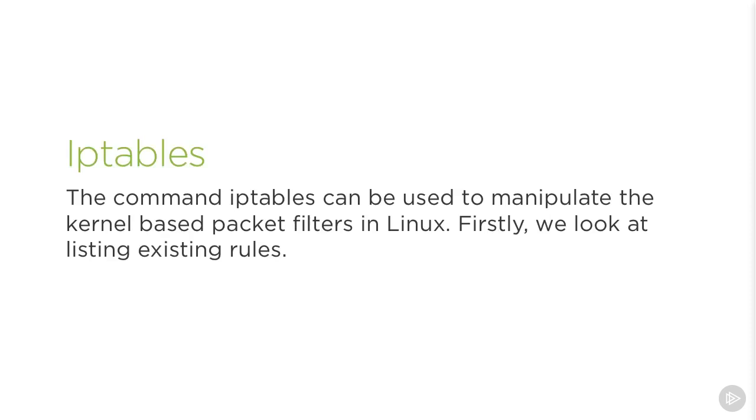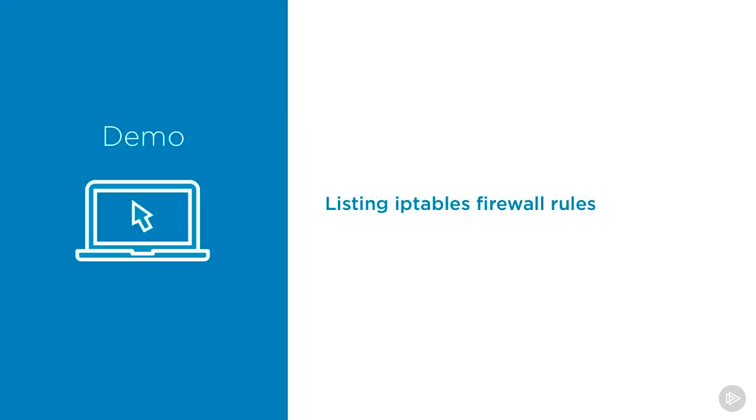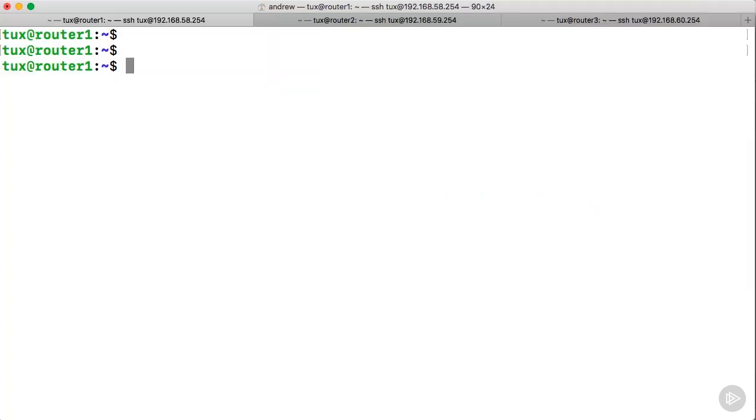So we're going to take a look now at using the iptables command in a little bit more detail. And in our first demonstration, we're going to look at how we can list our existing firewall rules. Now those existing rules were created on the system router 1, so of course this is where we're going to begin. When we're listing rules, we still need to have root privileges, so we're going to use sudo and iptables to list the iptables rules.